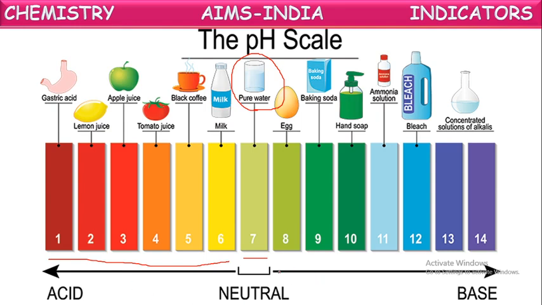And the pH range in between 7 to 14 represents the bases. As the pH value increases, the basic nature also increases for the substance. See here concentrated solutions of alkalis like sodium hydroxide and potassium hydroxide, their pH values will be near to 14. That means they are strong bases.